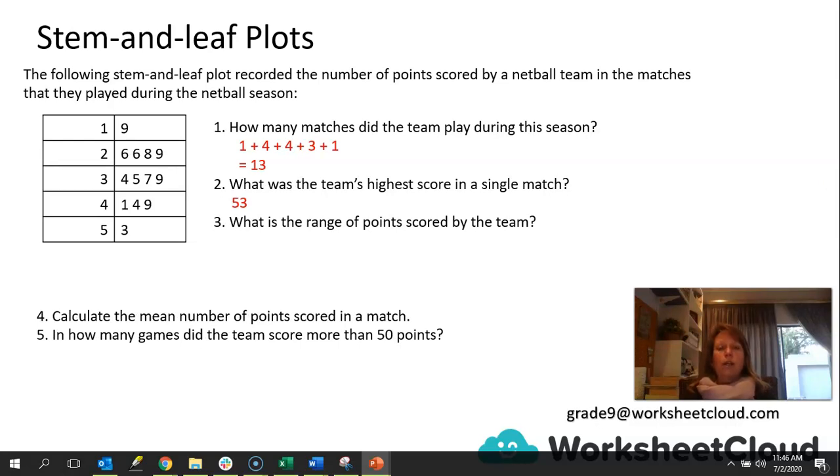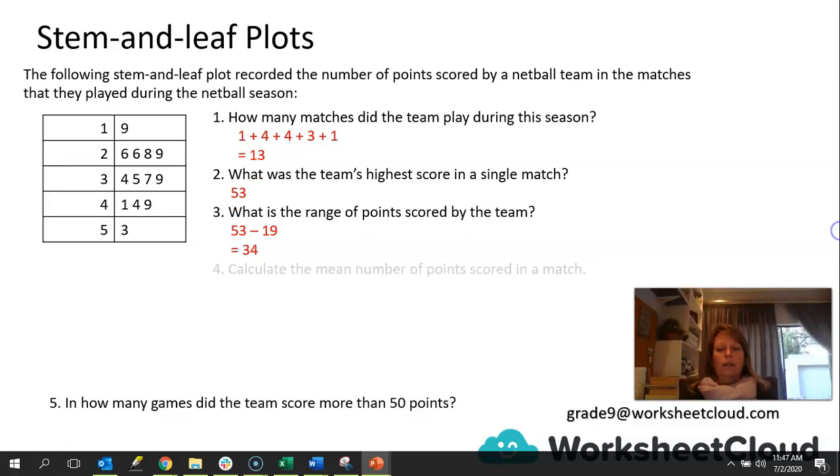Right. Next one. What is the range of points scored by the team? The range is always the top amount subtract the bottom amount. So the highest value minus the lowest value, and that will give us our range. So that is 53 minus 19. I got 53 from here and 19 from there. And 53 minus 19 will give me 34. So the range in this data is 34.